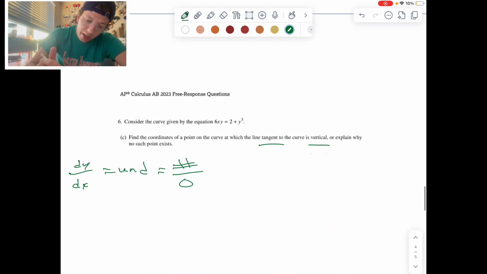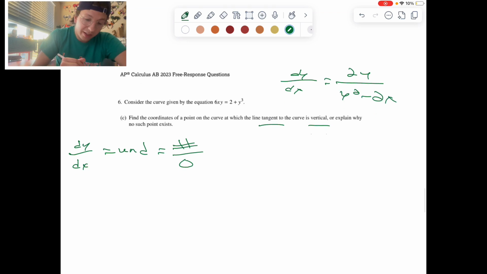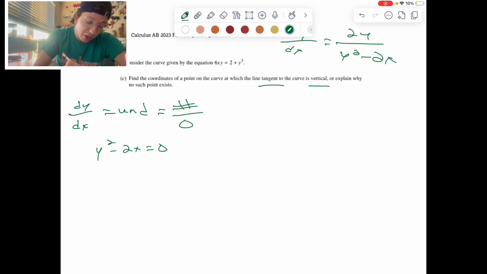which was 2y over y squared minus 2x, let me write that up top here, I need to set my denominator equal to 0. So I'm going to set that y squared minus 2x is equal to 0. I'm going to get some relationship between our y and x's. So I'm going to add that 2x over. So we get y squared is equal to 2x.